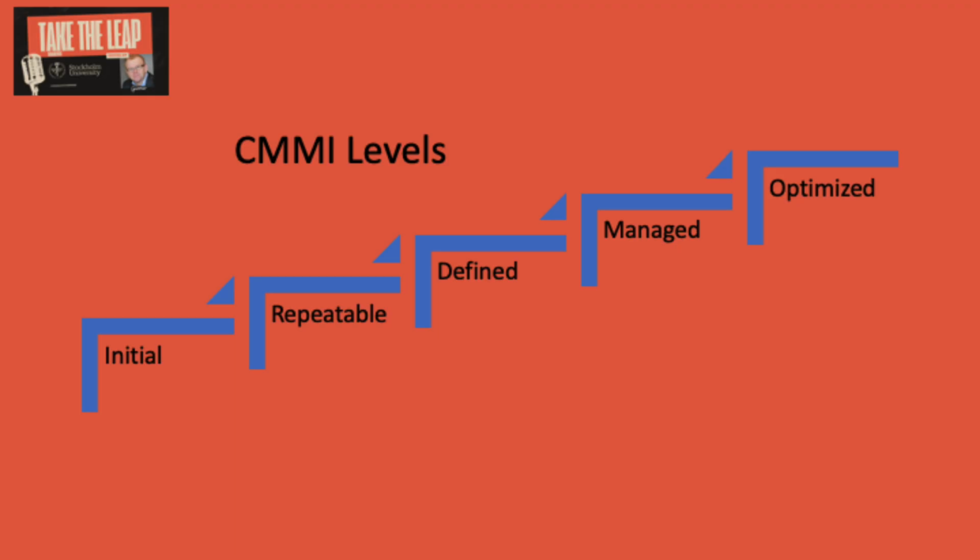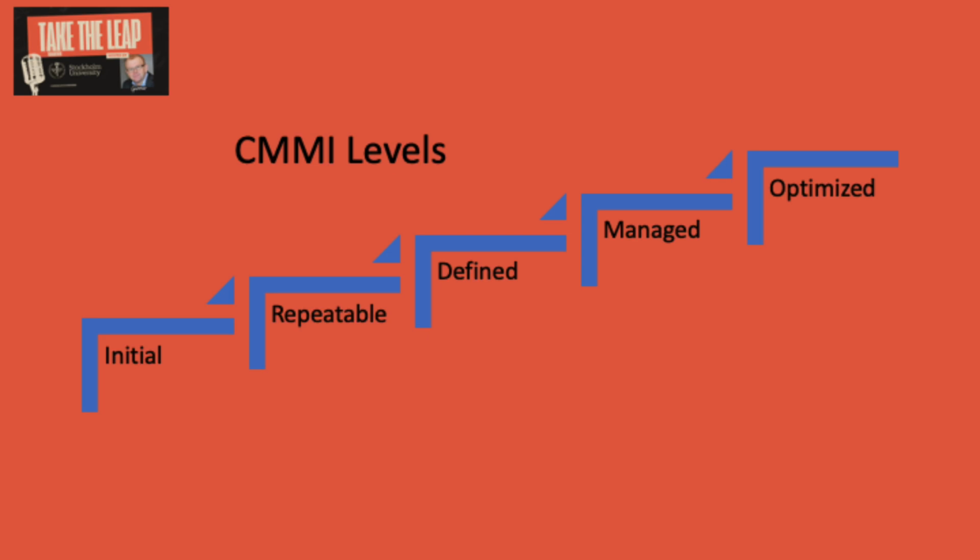In this episode, we're diving into a powerful framework known as Capability Maturity Model Integration, or CMMI, and how it applies to project portfolio management. Now, if you've never heard of CMMI before, don't worry. It's essentially a tool designed to help organizations improve their processes and ultimately deliver better results.